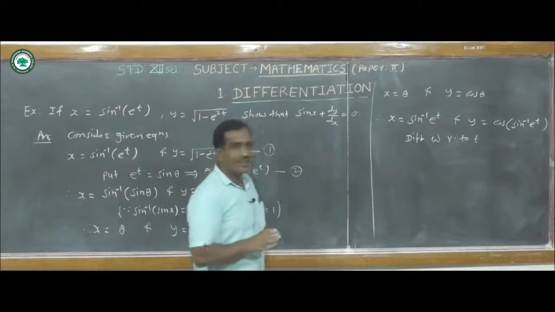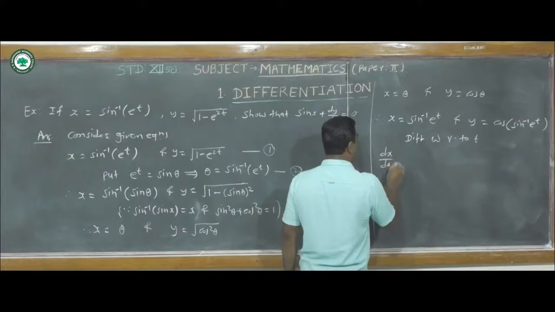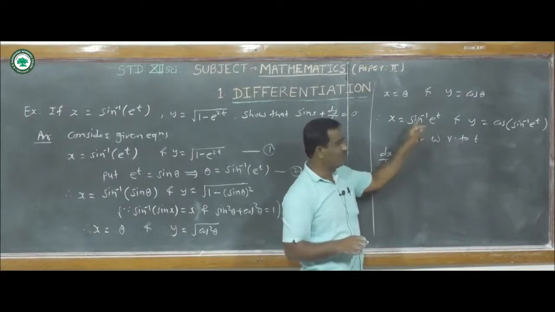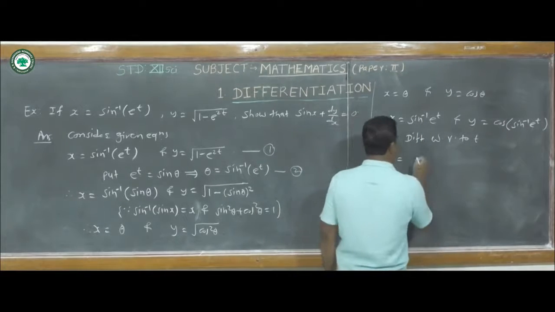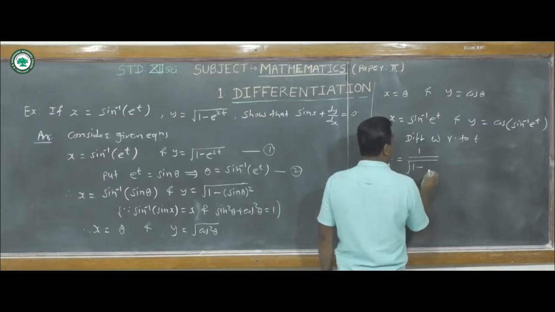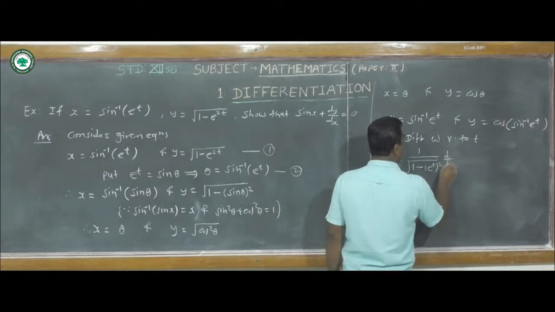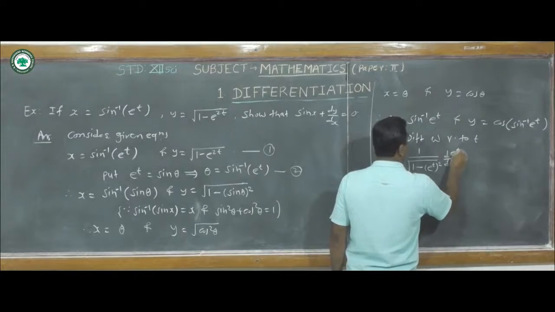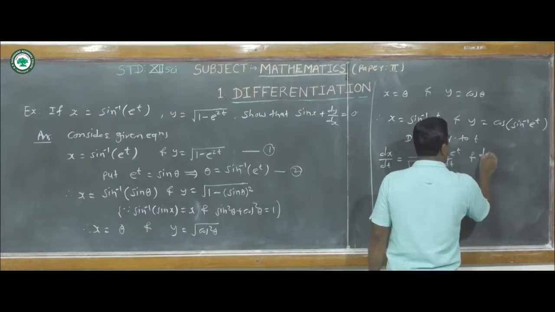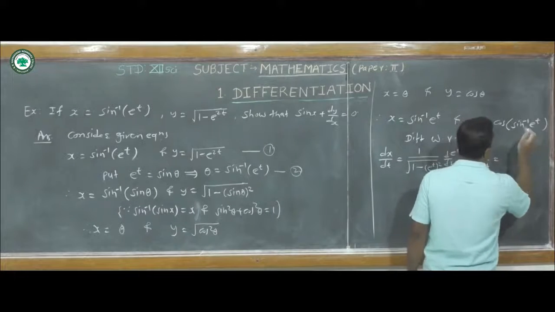Therefore, the derivative of x with respect to t is dx by dt, equal to the derivative of sin inverse of e raised to t with respect to t, which is 1 upon under root 1 minus (e raised to t) square, into d by dt of e raised to t. And the derivative of y, dy by dt, equals the derivative of cos of sin inverse of e raised to t.